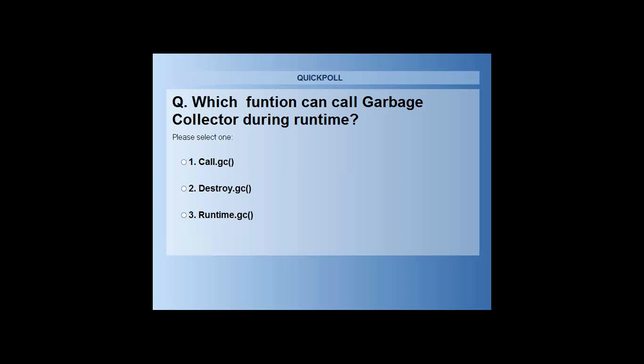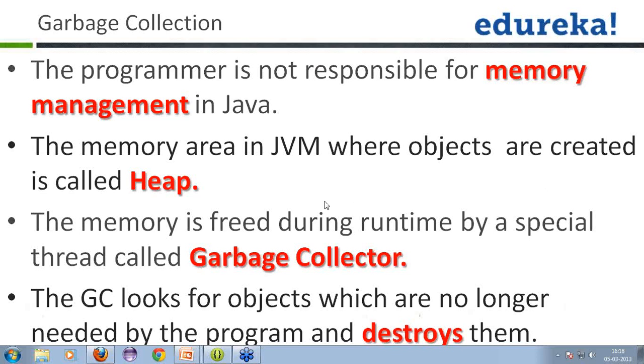Okay, we have the answers now to the question that I asked. 29% of the people say call.gc, 29% say destroy.gc, and 43% say runtime.gc, and I'd like to go with the audience, and the answer is runtime.gc. That's the correct answer. Now, if I say you can call your garbage collector thread using runtime.gc, that does not mean you can control it. The final control on garbage collector will always be with JVM.